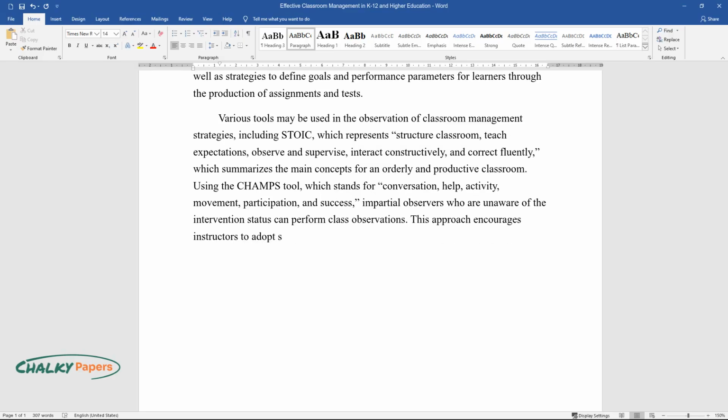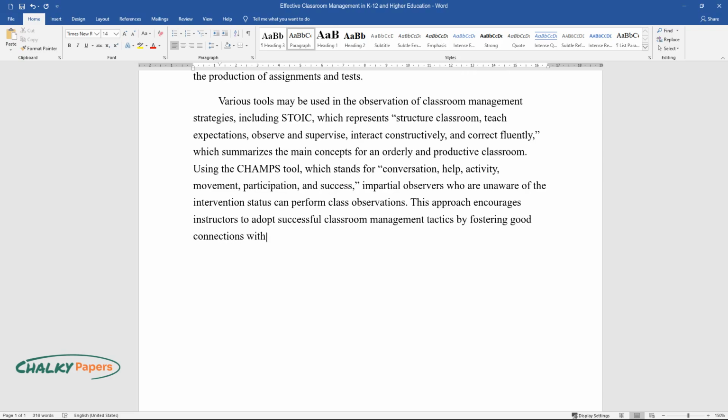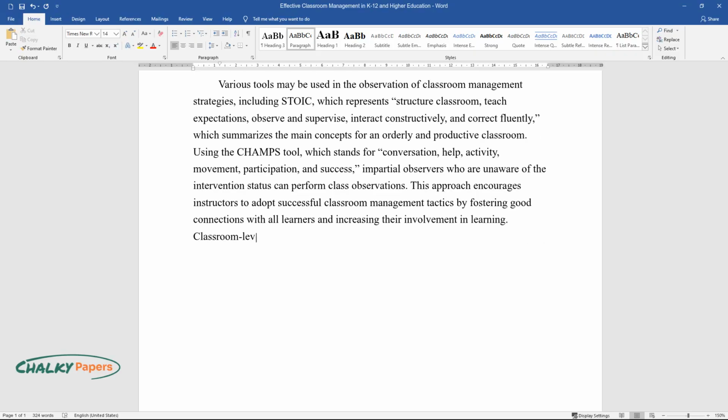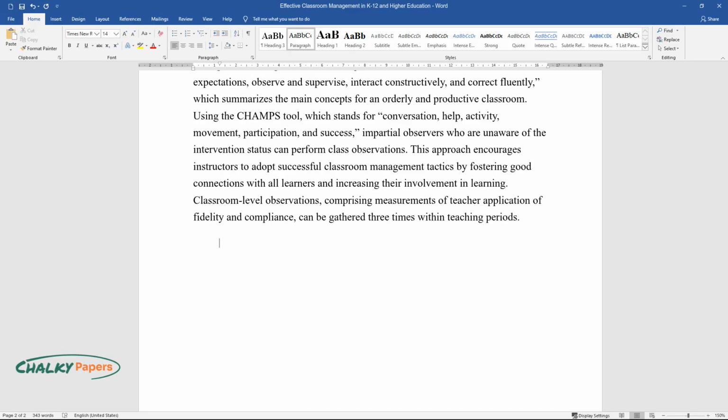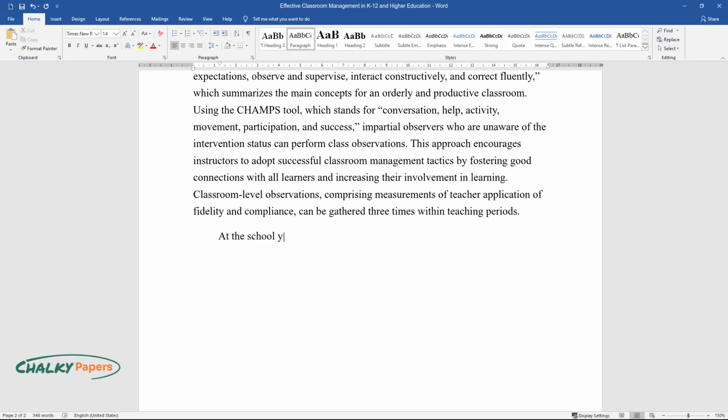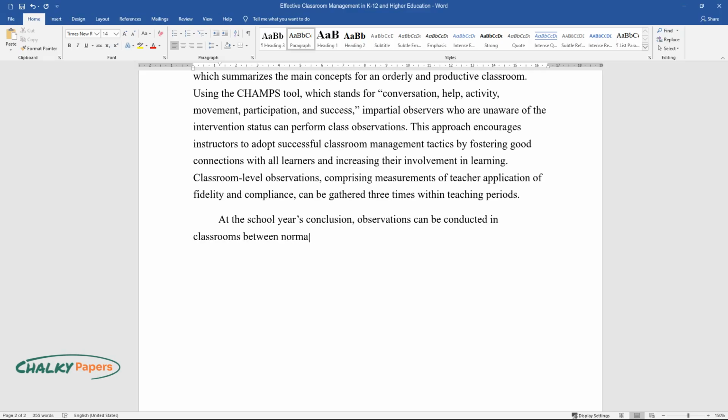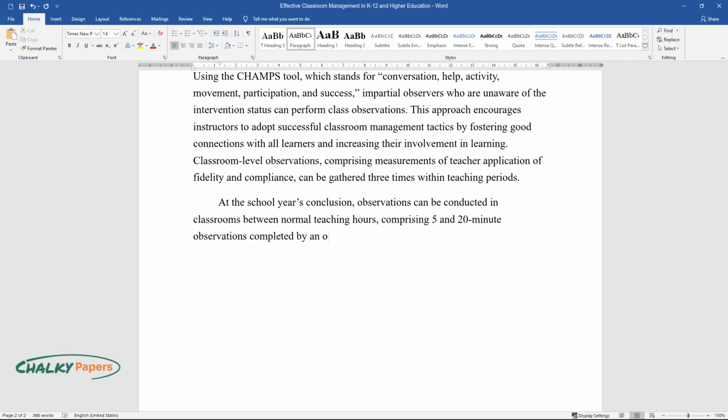This approach encourages instructors to adopt successful classroom management tactics by fostering good connections with all learners and increasing their involvement in learning. Classroom-level observations, comprising measurements of teacher application of fidelity and compliance, can be gathered 3 times within teaching periods. At the school year's conclusion, observations can be conducted in classrooms between normal teaching hours, comprising 5 and 20-minute observations completed by an observer on a separate classroom visit.